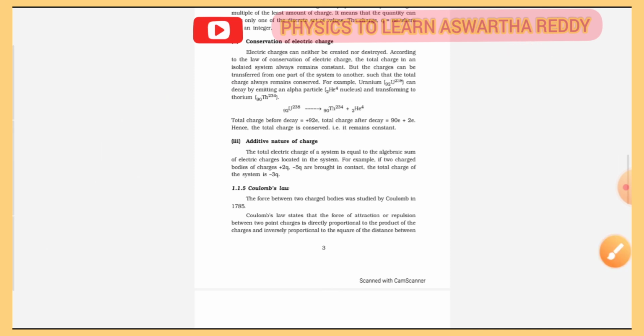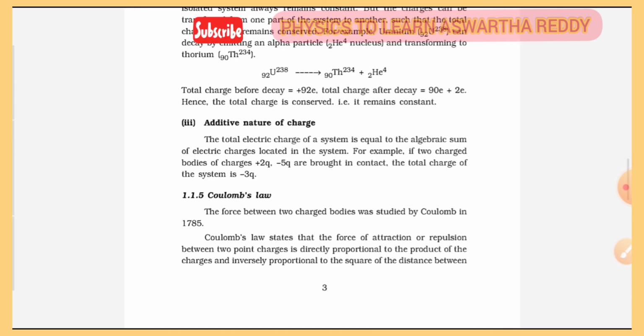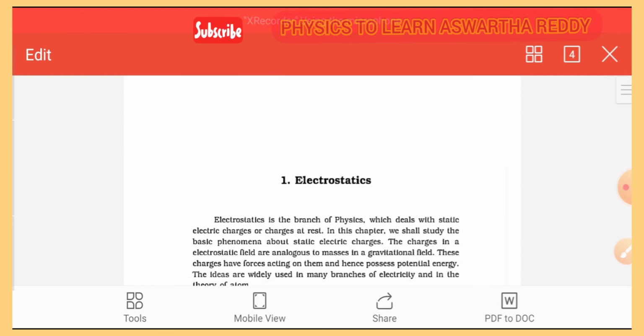So with the help of this we can say that in the additive nature, we can add and subtract positive and negative charges, as a simple form of addition of charges. So this is the basic introduction to electrostatics. I hope you have understood that.